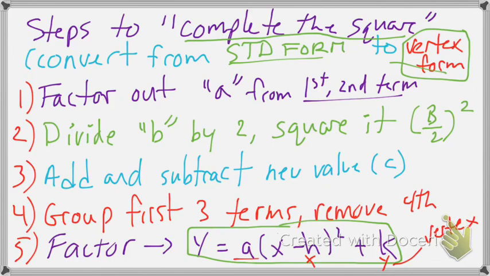Your a value is a vertical stretch or compression, and when you change your h and k, that literally moves where your graph is on the x and y component.